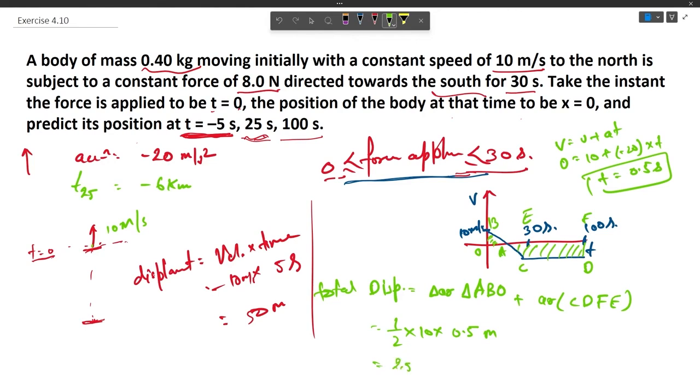So 2.5 meter positive. Now finding the area of this trapezium, we will have half multiplied by the summation of these two horizontal lines. So this line would be 100 minus 0.5, so it would be 99.5, plus this line CD would be 70, multiplied by this height.